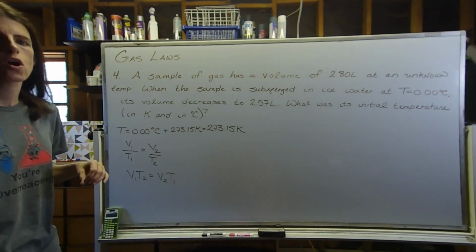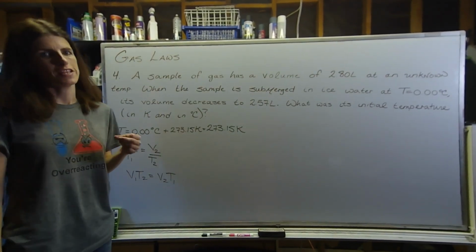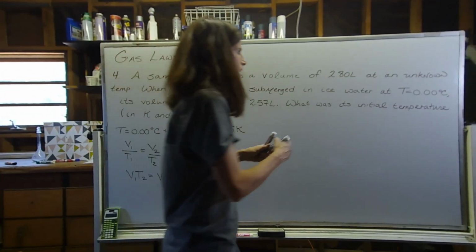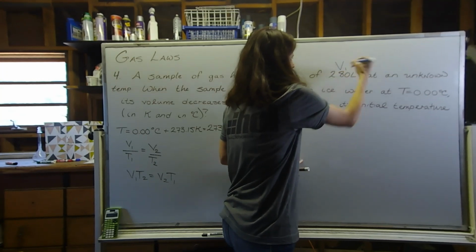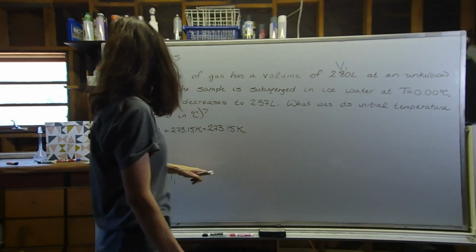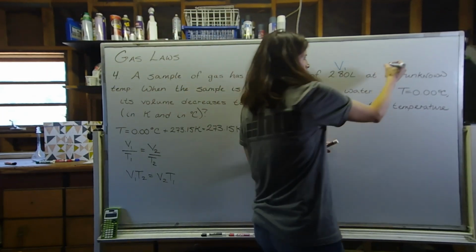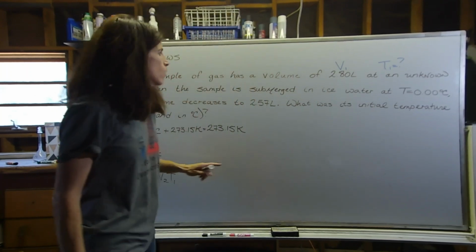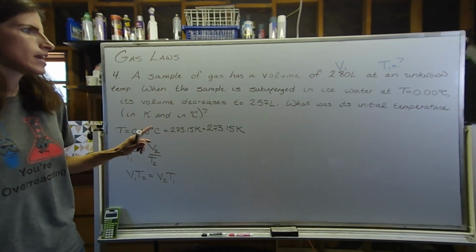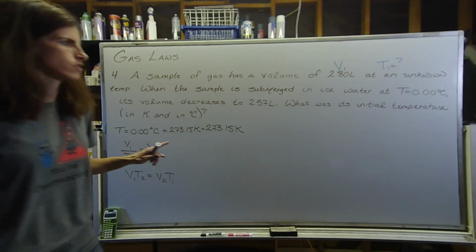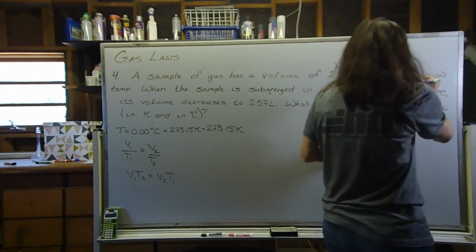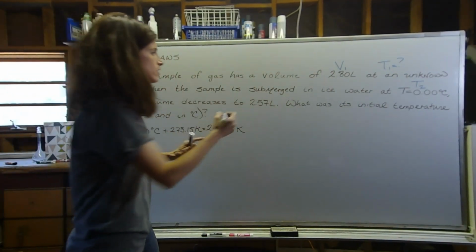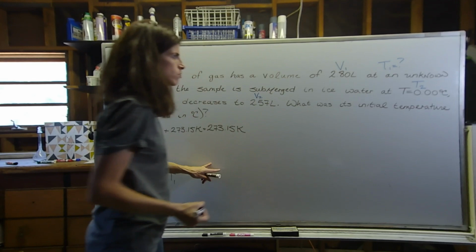Same approach here. We're going to go through and label all of the things that the equation gives us. So we have a sample of gas. It has a volume of 2.80 liters. So I'll label this as a V1 at an unknown temperature. So that's an awesome clue right there. T1 is what we're solving for. When the sample is submerged in ice water at T equals 0 degrees Celsius, so that's going to be our second temperature, the volume decreases to 2.57 liters. So I'm going to call this one V2.